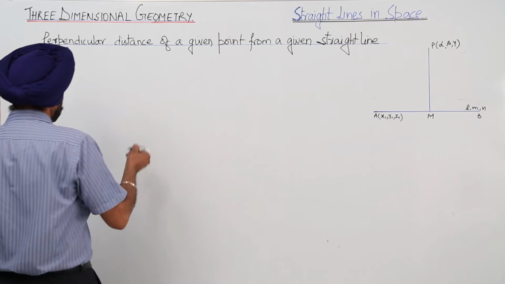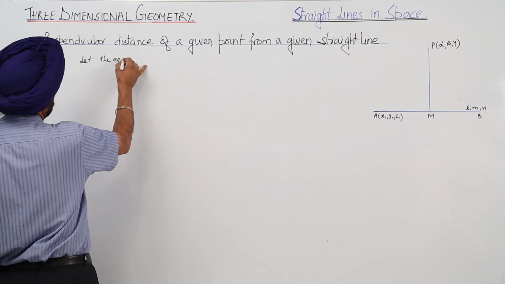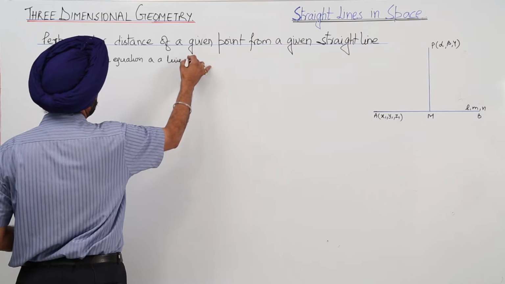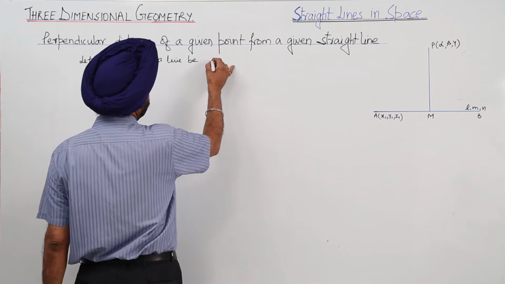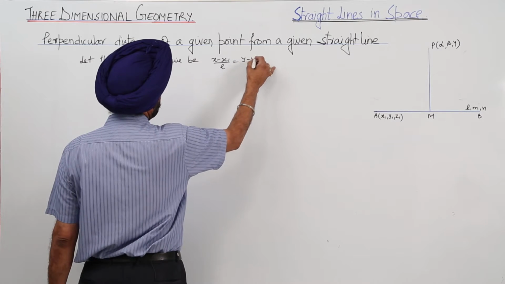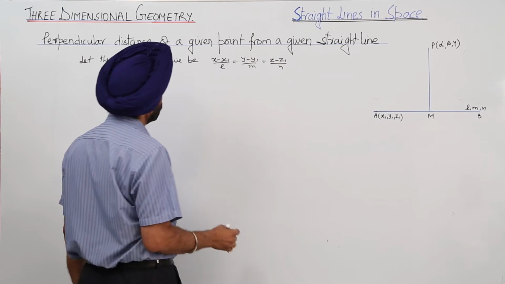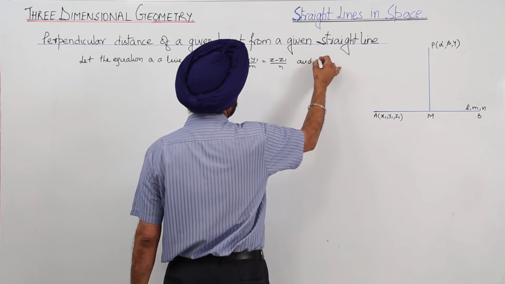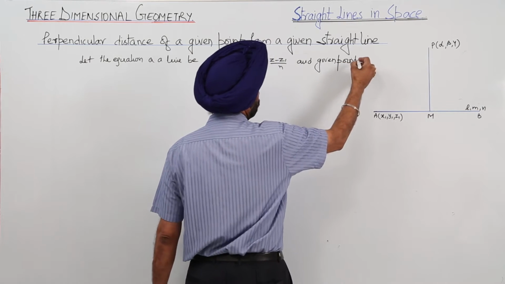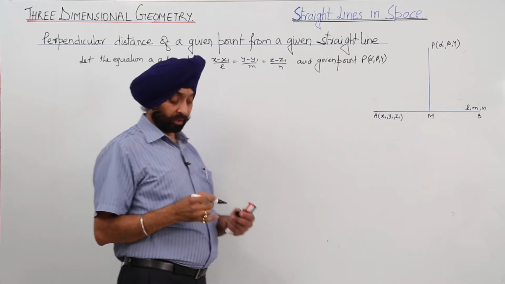Now, let the equation of a line be (x minus x1) upon L, (y minus y1) upon M, (z minus z1) upon N, and the given point P be alpha, beta, gamma. The coordinates of the given point P are alpha, beta and gamma.